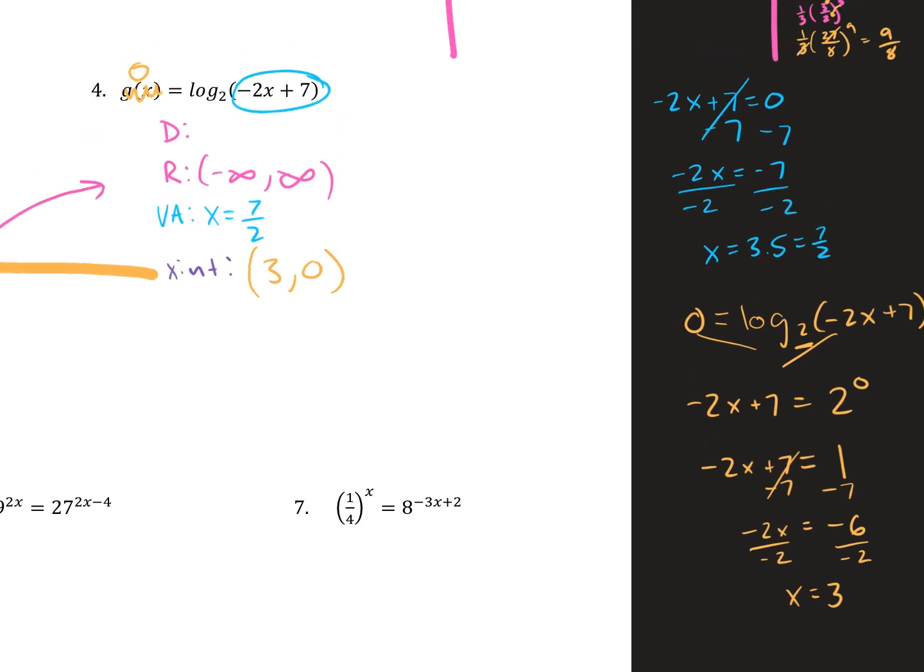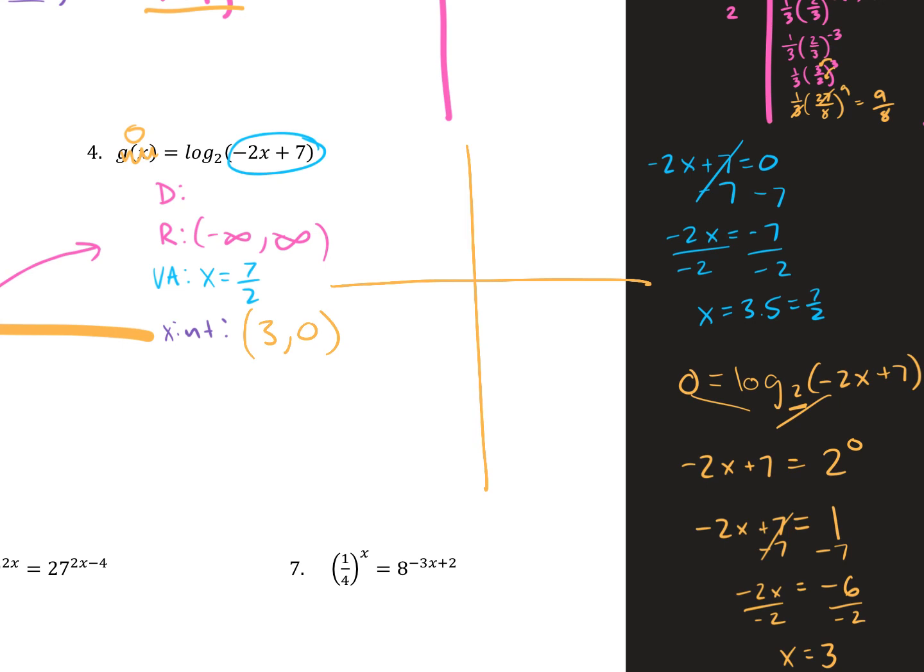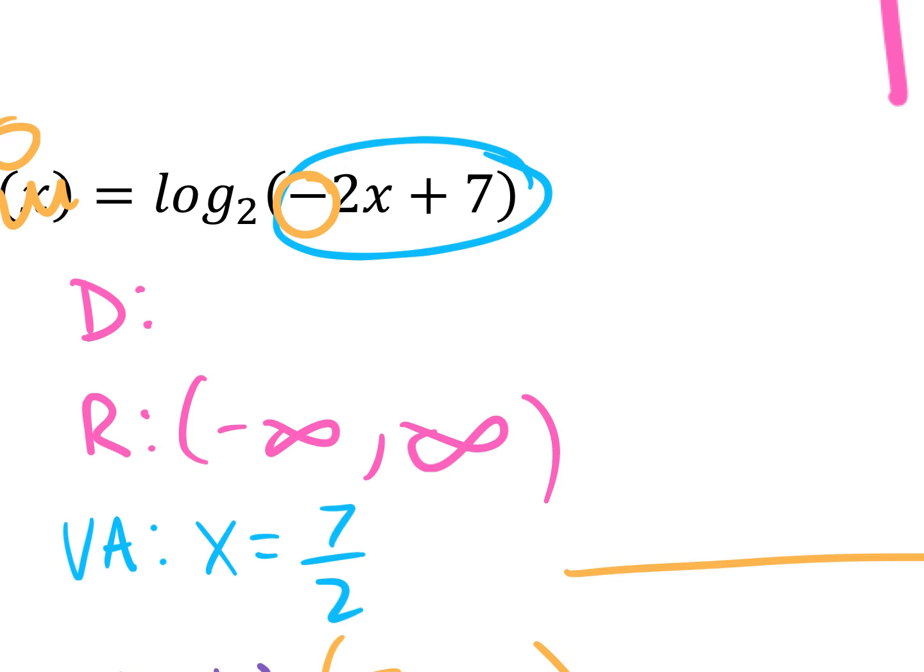So on my graph, I'm going to plot my vertical asymptote. So that's going to be a vertical line through 7/2 or 3.5. So on X, I'm going to go to the right 3.5. Put my vertical line through there. My x-intercept is 3, 0, so that would be right there. Now I know my graph is going to be on the left side of my vertical asymptote because that's where my point is. But I don't know if it's going to go this way or this way. So let's look at our transformations and see what happens. If I multiply by a negative on the inside, what does that tell me my graph is going to do? Flip on the y-axis.